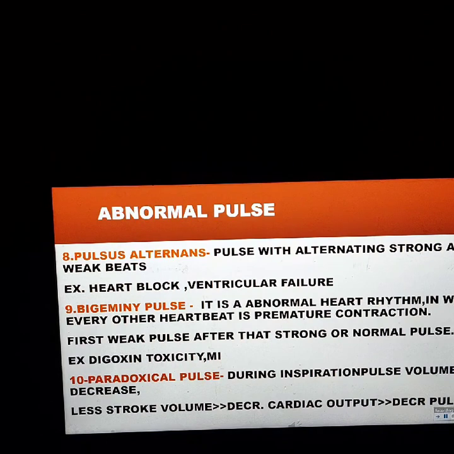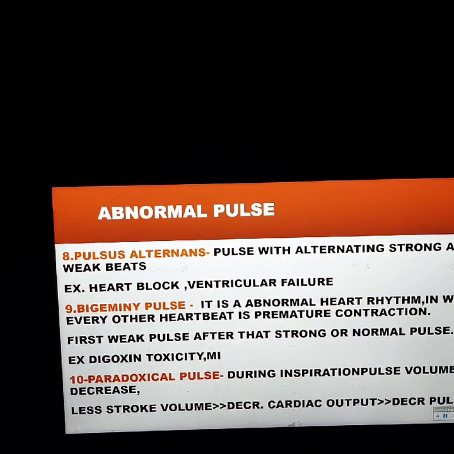10th one is paradoxical pulse. During inspiration, pulse volume is decreased. Less stroke volume, then decreased cardiac output, after that decreased pulse.